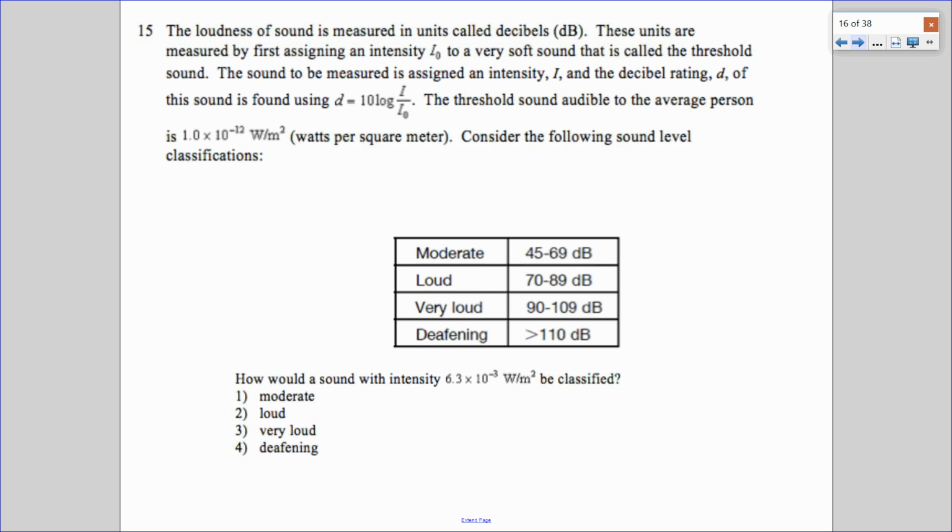Reading is good. If you can read, this question's pretty simple. They like to give you these crazy formulas you've never seen before. They tell you what each thing is, and then you just substitute into it. So, let's get to our reading comprehension.